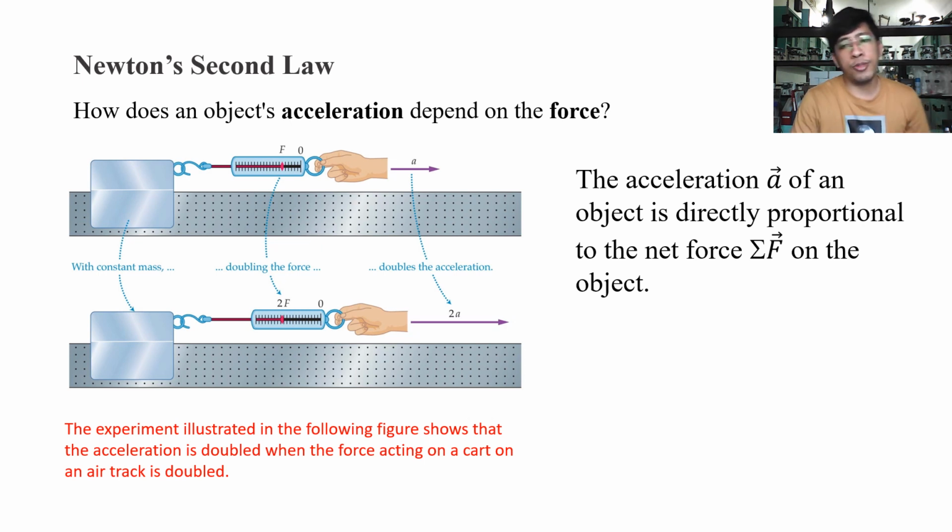Another example is when you're trying to pull something with a small force, you observe that it just moves slowly. But if you pull with a greater force, you can move the body or the object at a faster speed.